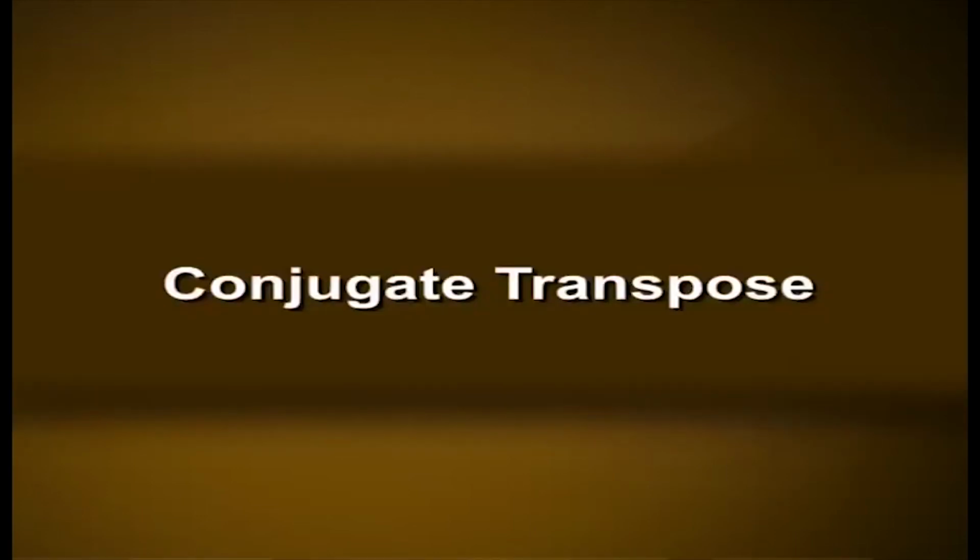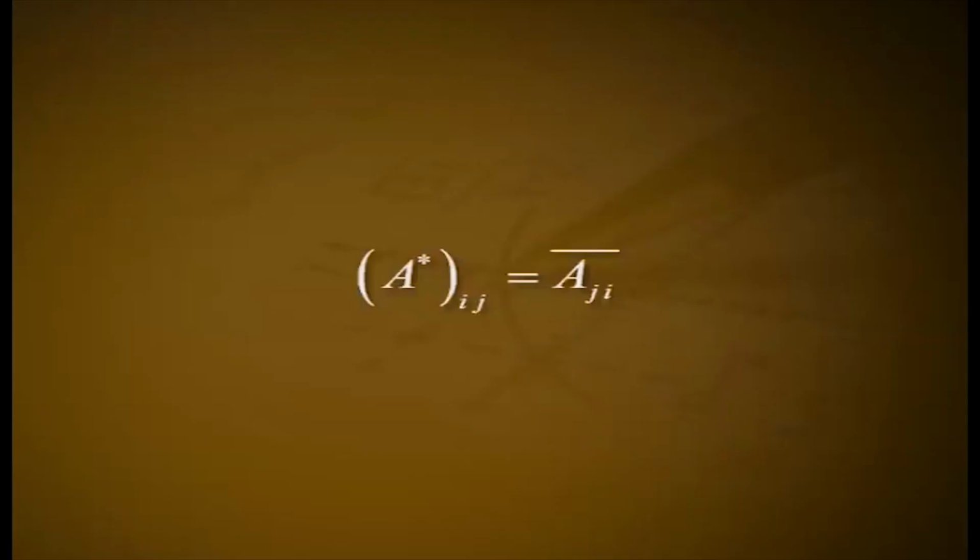Conjugate transpose. The conjugate transpose of an m by n matrix A with complex entries is the n by m matrix A star obtained from A by taking the transpose and then taking the complex conjugate of each entry. The conjugate transpose is formally defined by the ijth entry of A star is equal to conjugate of jith entry of A, where the subscripts denote the ijth entry for 1 less than or equal to i less than or equal to n and 1 less than or equal to j less than or equal to m, and the over bar denotes a scalar complex conjugate.